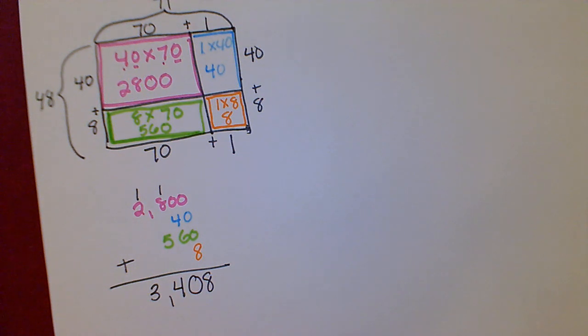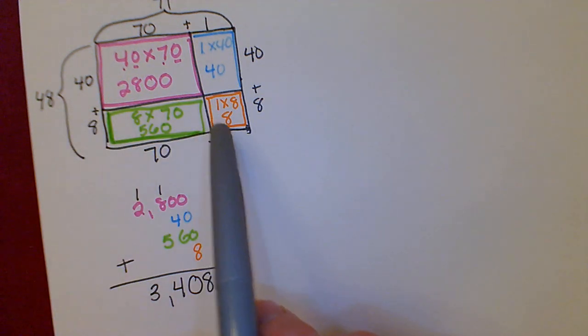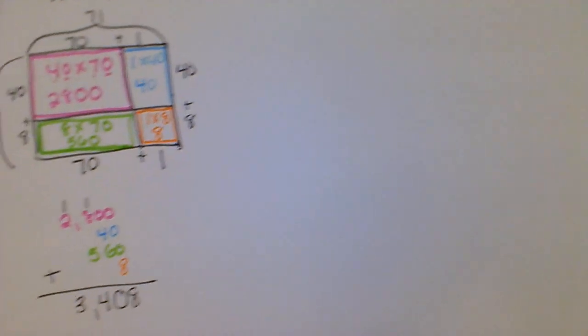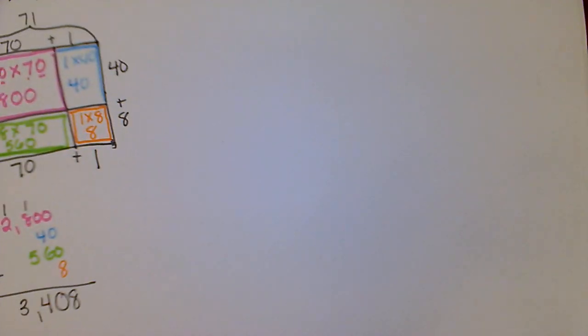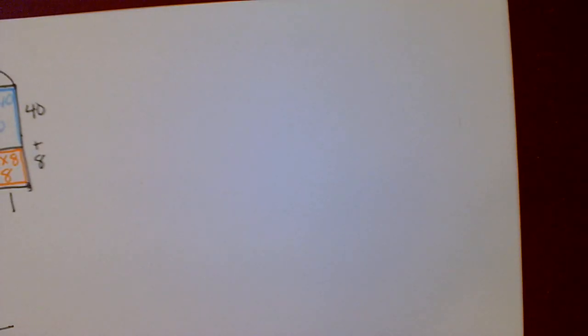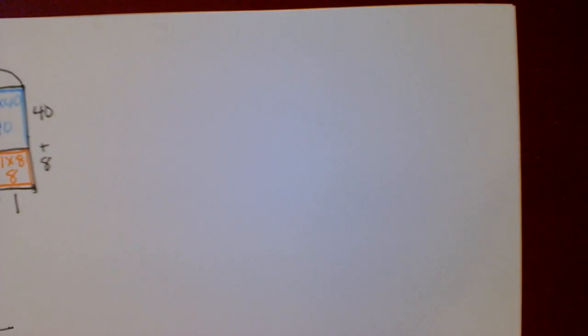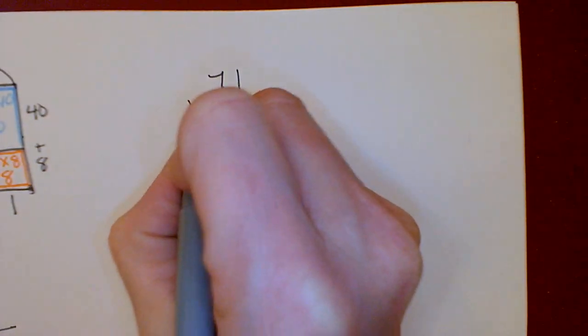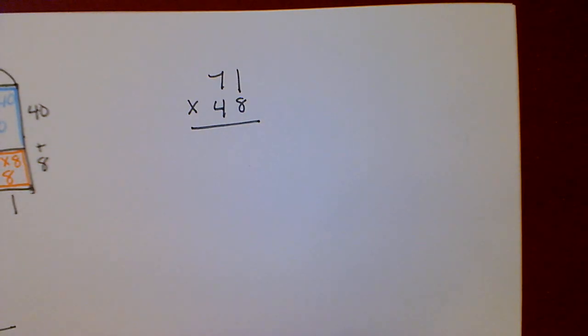So now what we're going to go ahead and do is we are going to do this using the other method, which is the partial products method. So I'm just going to move this over for now. Oh, I'm running out of room. So again, we are going to do the exact same problem, 71 times 48, but we're going to use partial products this time. So 71 times 48. And yes, the area model does use partial products, but this is more of a straightforward partial products.